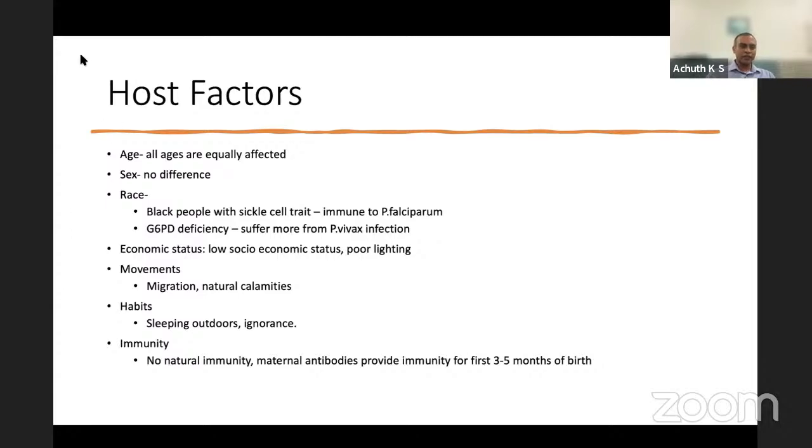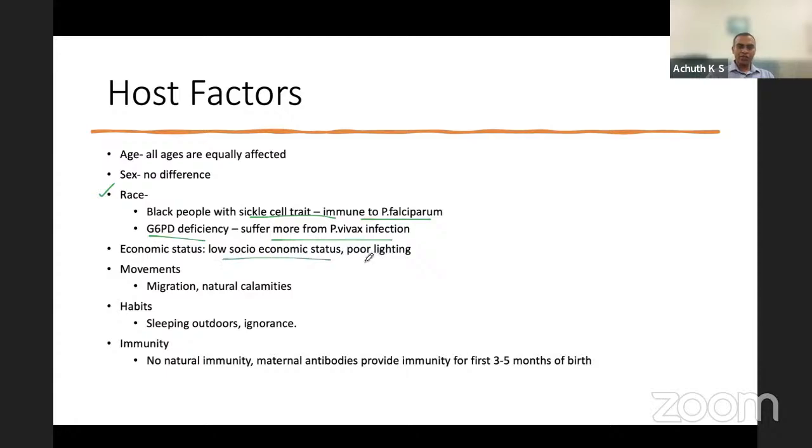Coming to the host factors, who are affected? All ages are equally affected. No gender difference. There is a race difference. Black people with sickle cell trait are immune to malaria because of the HbS, whereas those with G6PD deficiency suffer more from vivax infection compared to falciparum, ovale, and malariae.